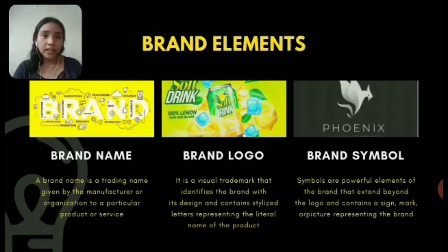Next is brand logo. It is a visual trademark that identifies the brand with its design and contains stylized letters representing the literal name of the product. So, there are example sa logo is soft drink. So, mana siya. Example, kato kung McDo. Ang logo sa McDo is, diba, M. So, mga example sa brand logo. Next is brand symbol. Symbols are powerful elements of the brand that extend beyond the logo and contains a sign, mark, or picture representing the brand. So, ang brand symbol, mapaning powerful brand elements. So, muna siya, Phoenix. Example sa brand symbol.